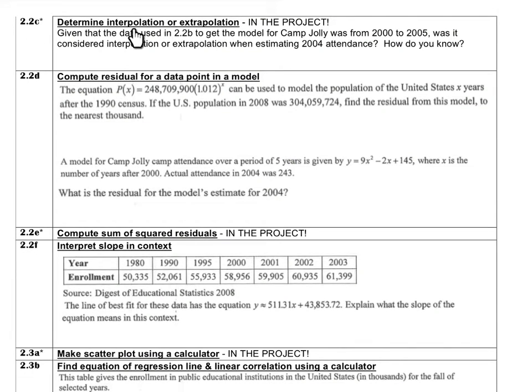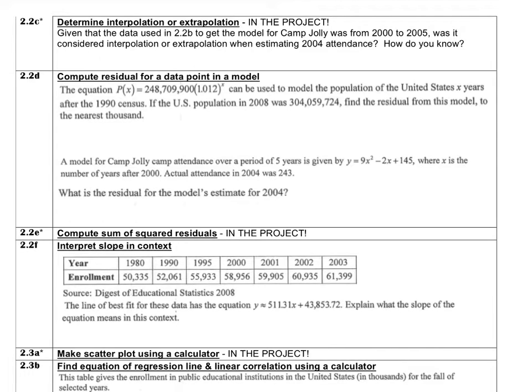2.2c is determine interpolation or extrapolation. This is in the project, but it's good for us to review now. Given that the data used in 2.2b on Camp Jolly was from 2000 to 2005, so they created their equation using the data between these time periods.